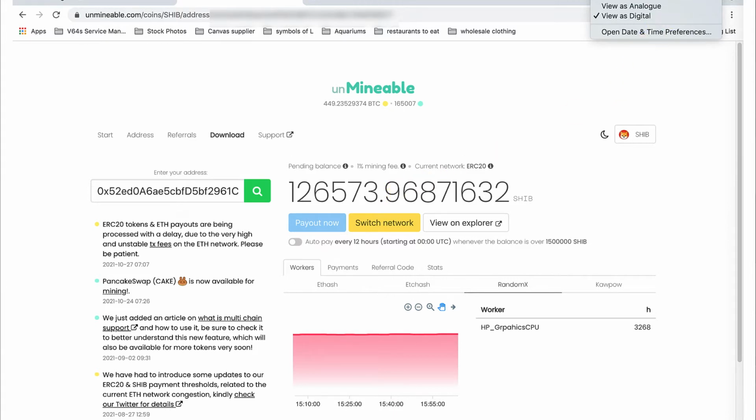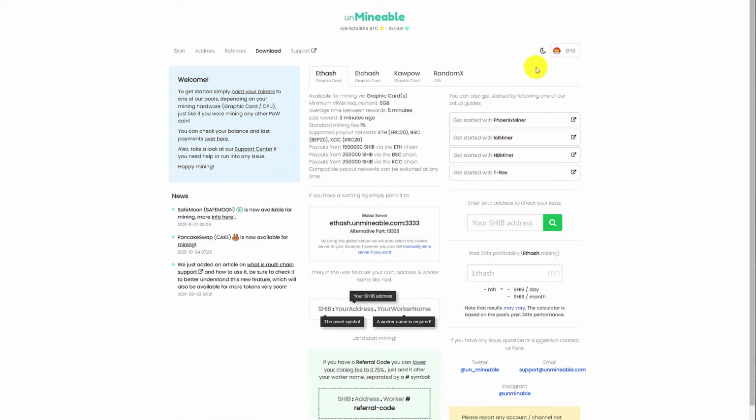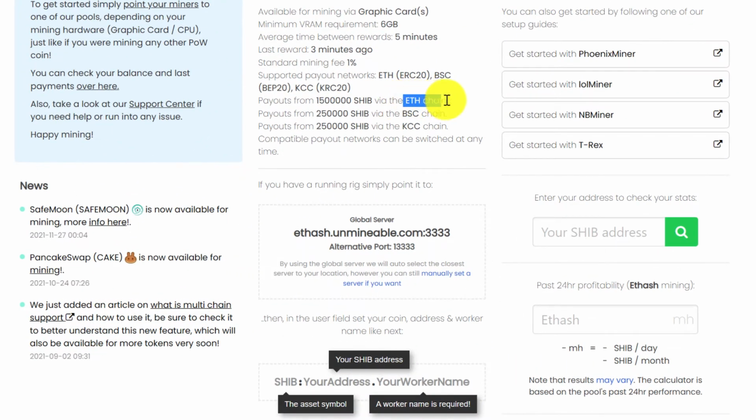The caveat with Unminable is that depending on the token you're choosing, in this instance Shiba Inu, and depending on the chain network you're on, the minimum payout is different. My wallet is on the Ethereum network, and with the Ethereum network the minimum payout is 1.5 million Shiba Inu tokens. But if you're on the Binance network, it's only 250,000 Shiba Inu tokens. So it depends on what network your wallet is on.